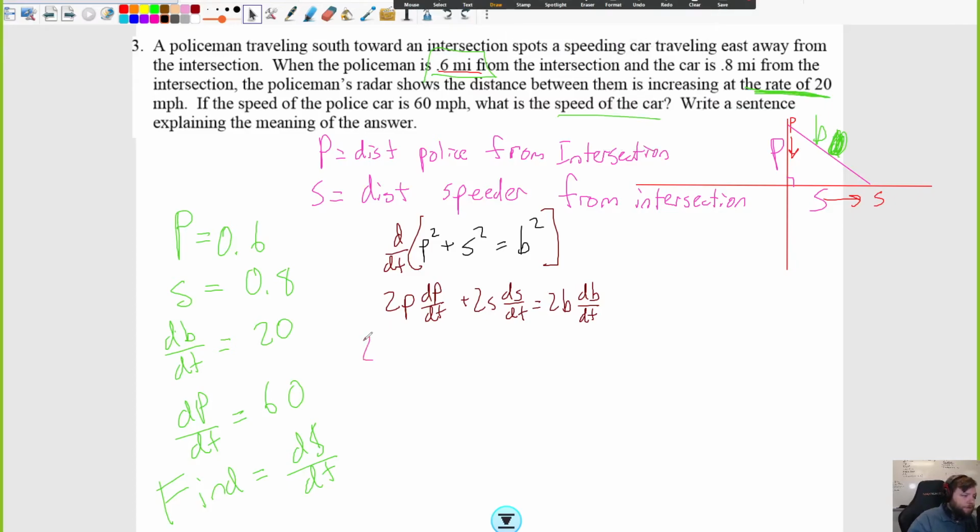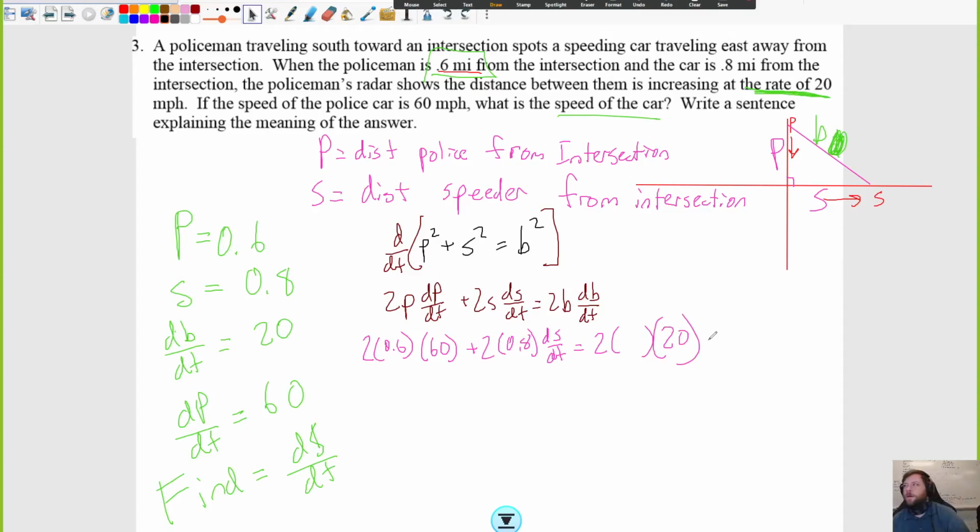So I'm going to get 2 times p and times 60. So there's a problem here. I'll point it out later. Nope, 2 times 0.8. And then I got to find ds dt equals 2 times b, which I don't know, and then times 20.